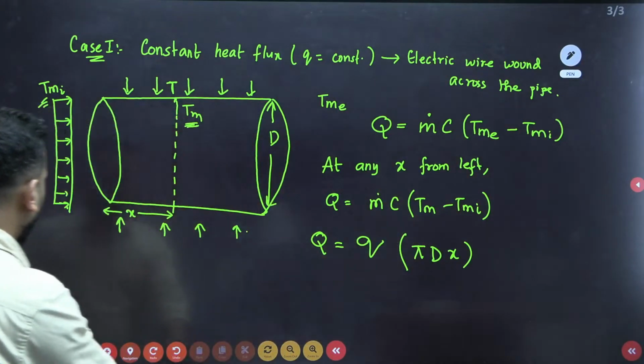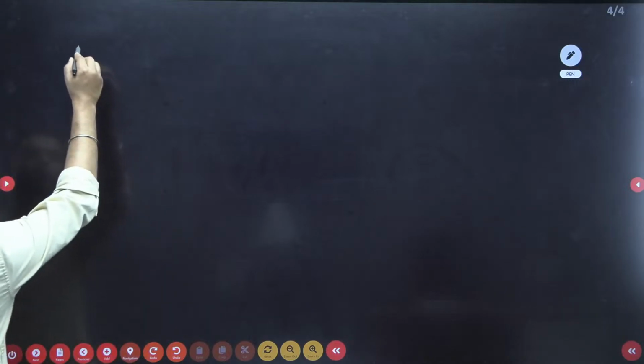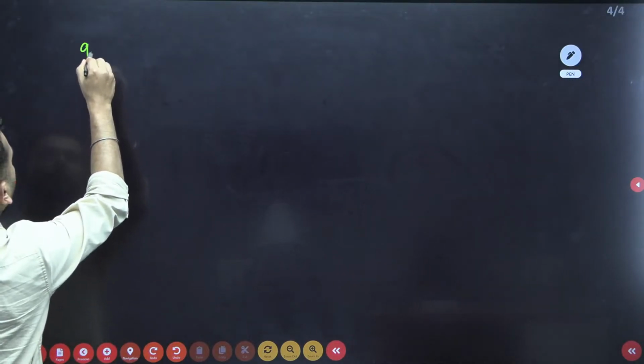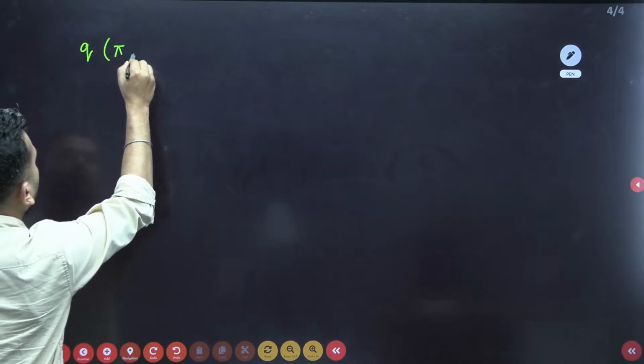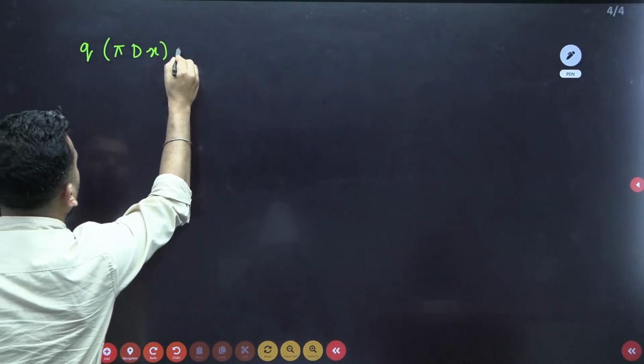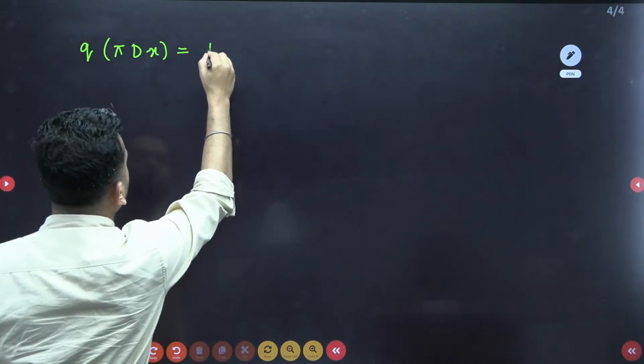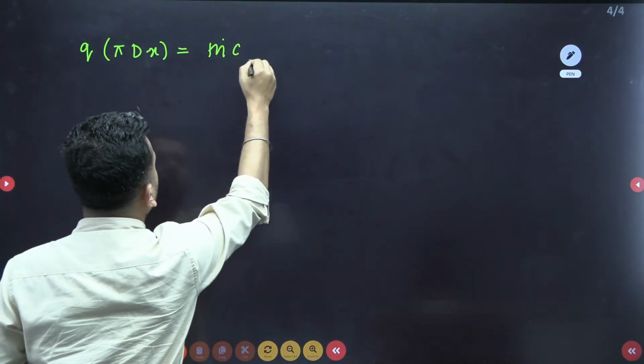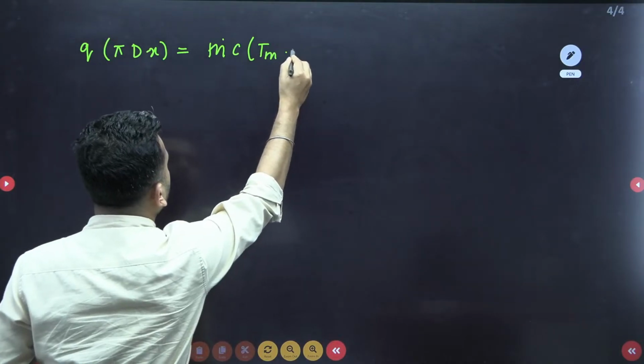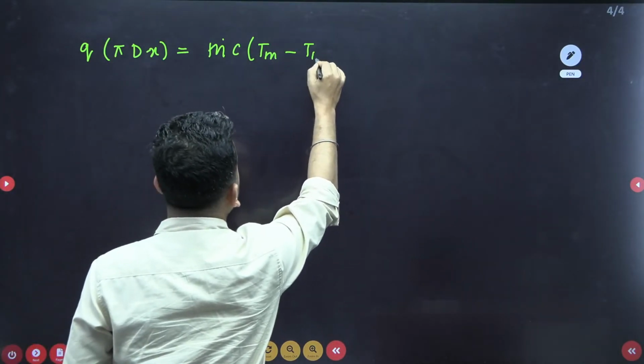Now whatever heat is being given by the wire, the same is resulting in the increase in the temperature, right? So both I can very easily equate. So q into pi d x is equal to m dot c (Tm minus Tmi).